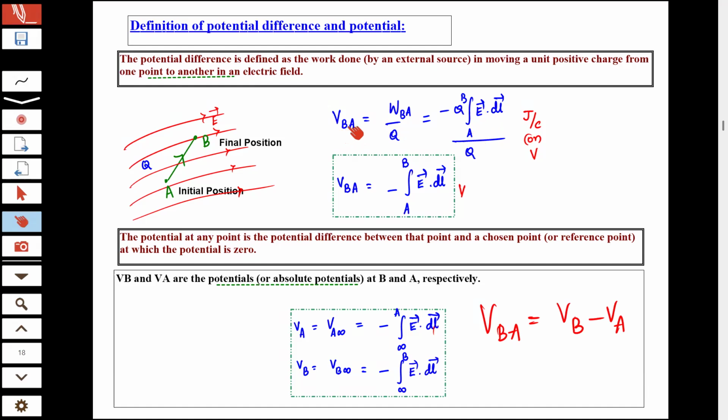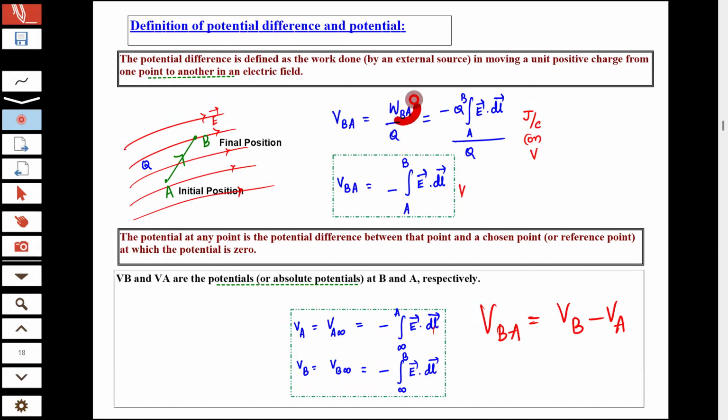Now, as per the definition of potential difference, if I find the difference in potential between the 2 points A and B, that can be defined as the amount of work done in moving the charge from point A to B per unit positive charge. And we can define this potential difference as work done by an external source in moving a unit positive charge from one point to another in an electric field. Mathematically, we can give the expression as work done per unit charge. And you should also note the convention here. Potential difference VBA indicates the charge is moved from point A to point B, where the initial position is A and the final position is B.